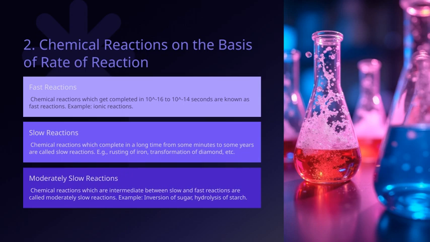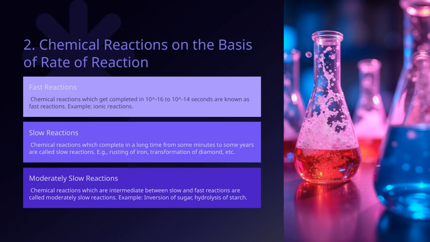Moving on, we have the slow reactions. These are reactions that take quite a long time, ranging from minutes to years, to finish. Think of rusting iron or the transformation of diamonds. These processes happen very gradually. Recognizing these helps us understand natural and industrial processes that are slow but significant.